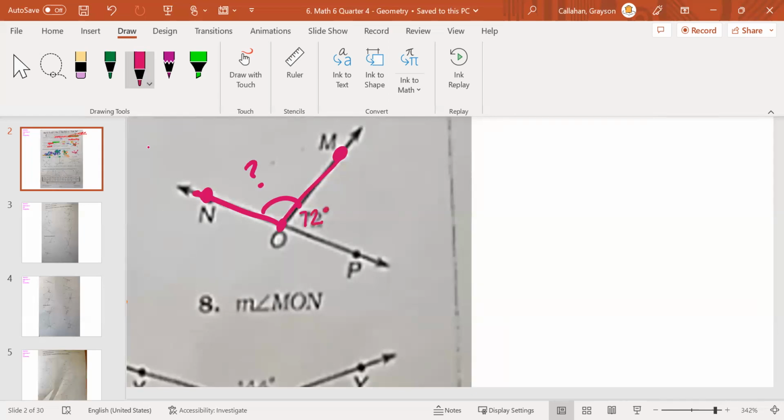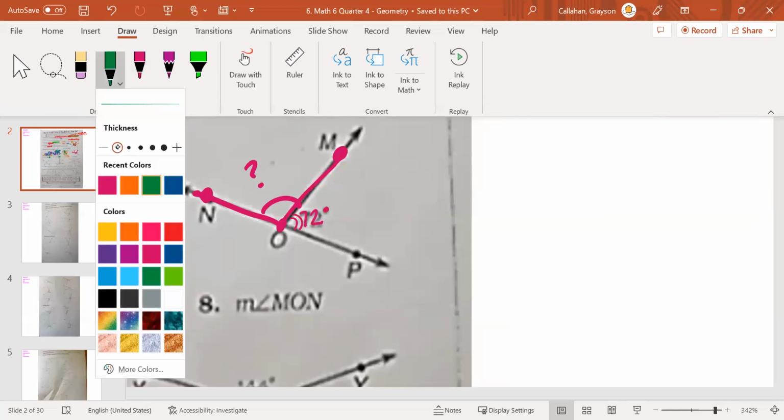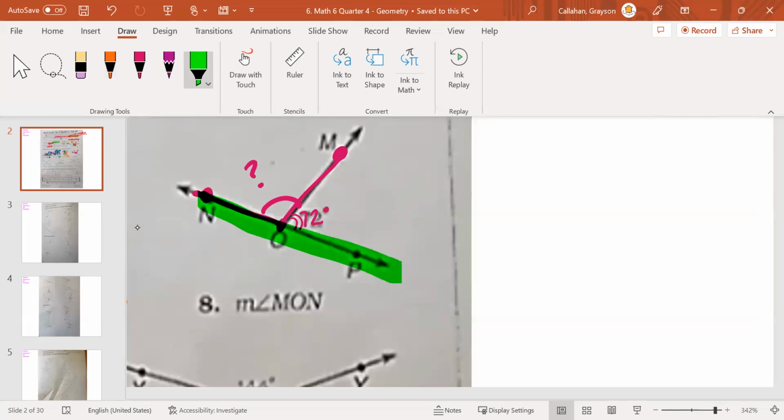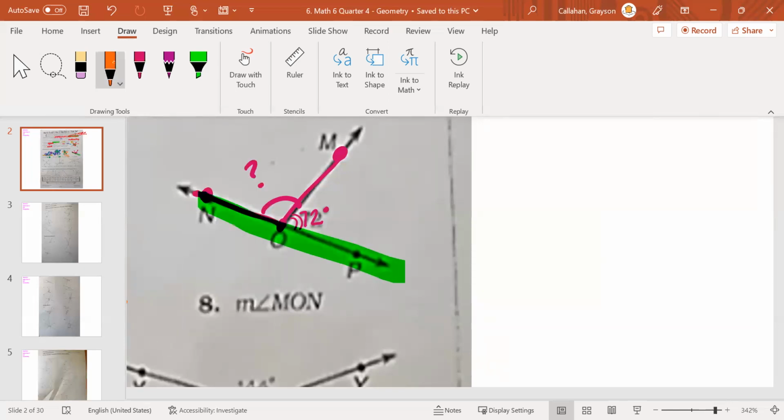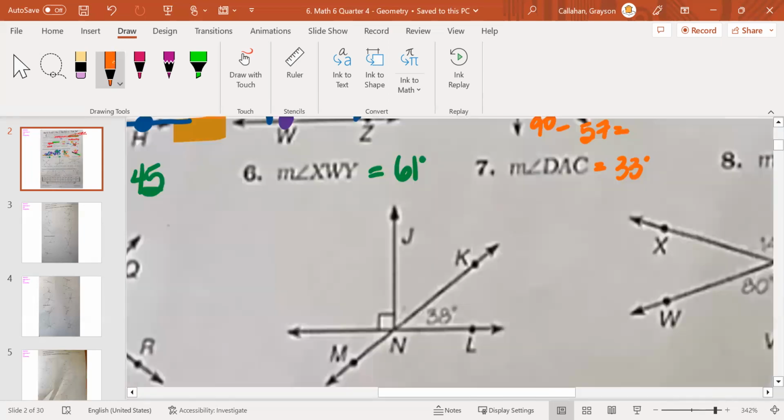72 degrees, and also this angle is 72 degrees. What else? Yeah, it's a straight angle, right? So that's going to be a straight angle. To find this angle, you'll take 180 minus the other angle, which will give you that remaining angle. Do you see that? Okay. I'm just going to write the answer here, but I want you to figure it out yourself, okay?